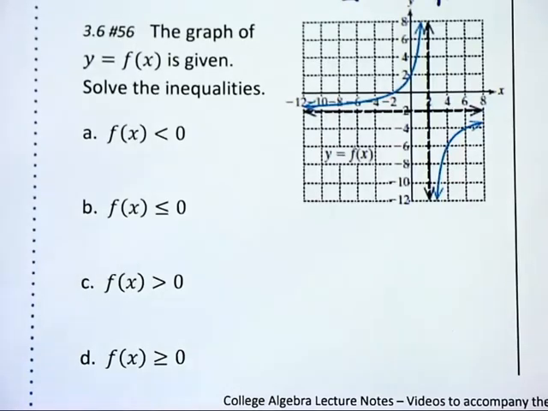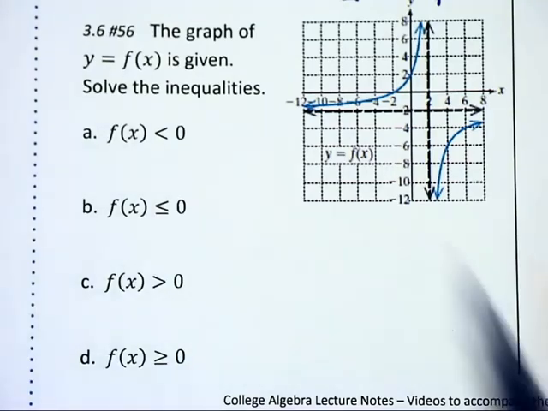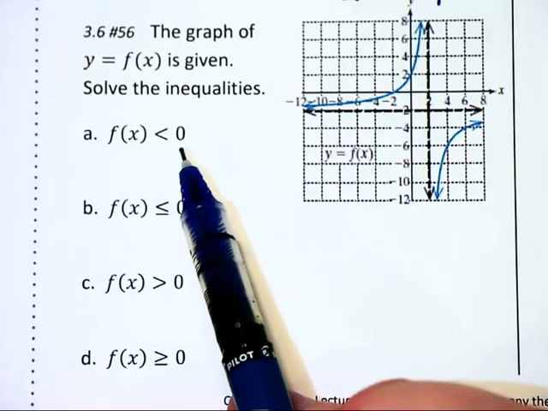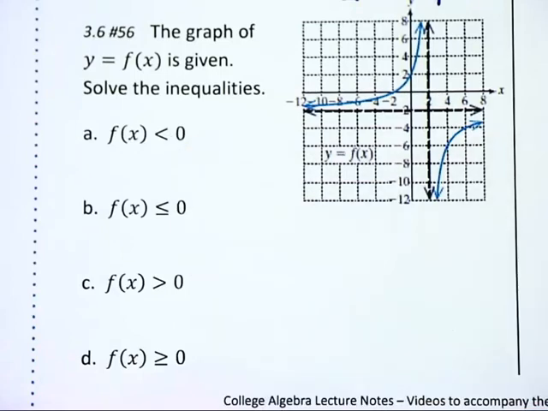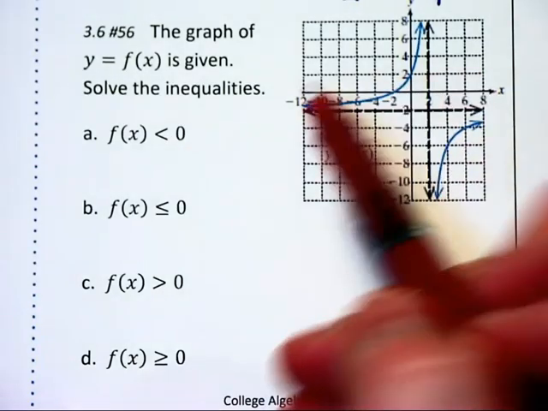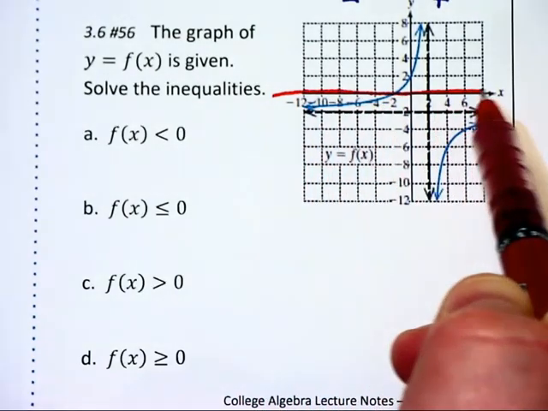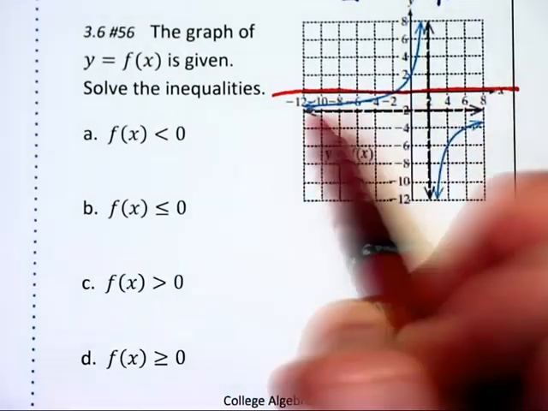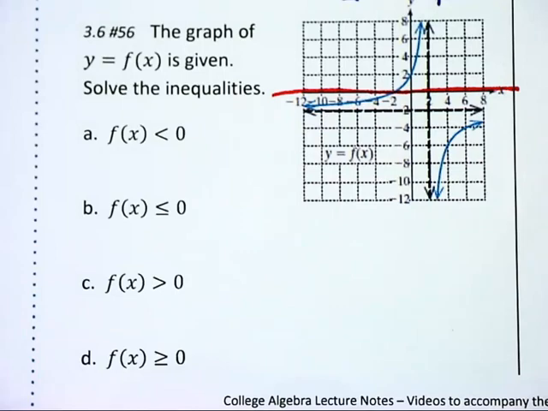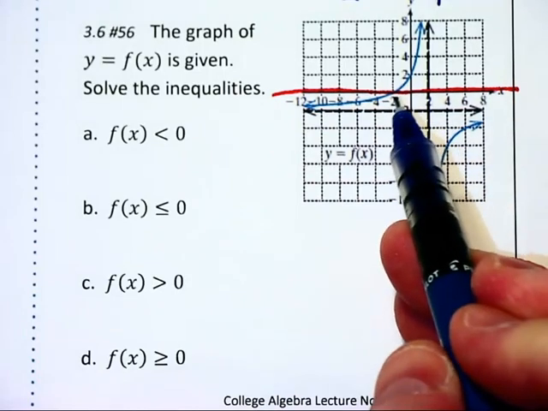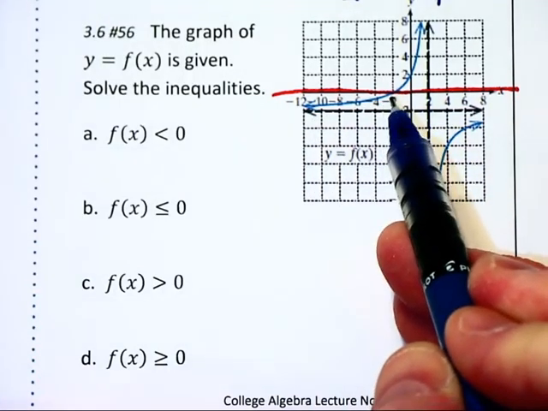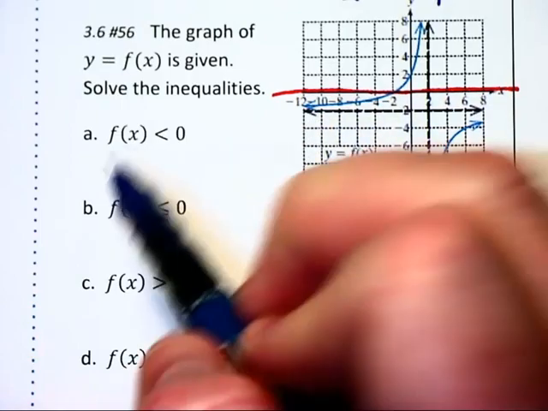This next problem is a visual problem where we're going to analyze our solution from looking at the graph. And the first question asks, where is this less than 0? Where is it below the x-axis? Now, because my horizontal asymptote is so dark there, I'm going to highlight in red where this x-axis is. And we can see that we're below this x-axis to the left of -2.